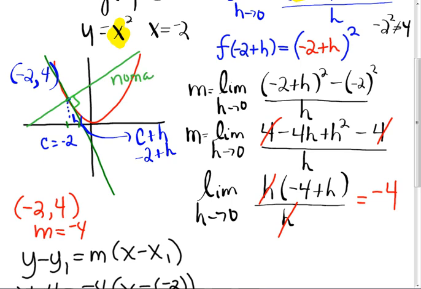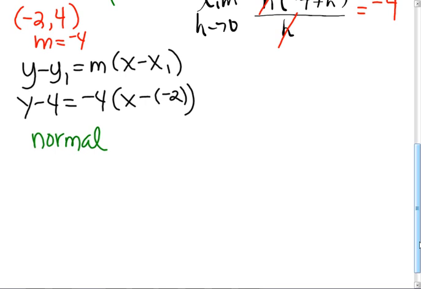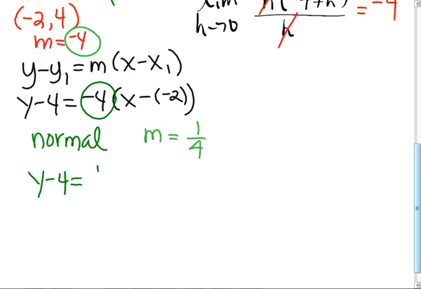So what's true about the slope? M is the opposite reciprocal. So it's the opposite of my negative 4, which is positive 4, and then the reciprocal. So writing that equation down, it's still y minus 4, but the slope, this part will change to its opposite. 1/4 x minus a negative 2, which is x plus 2.